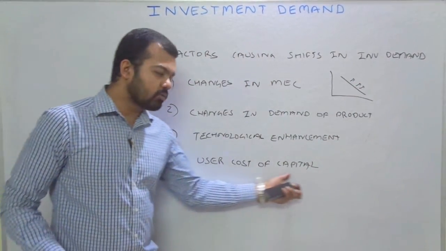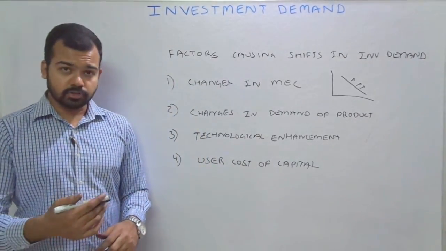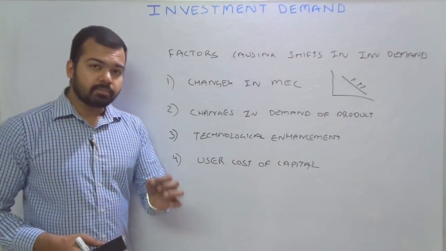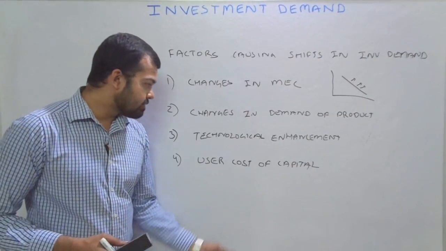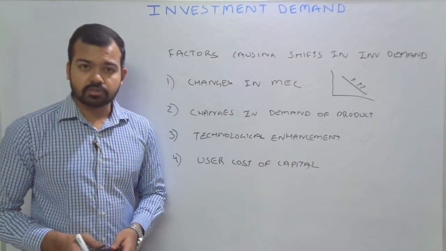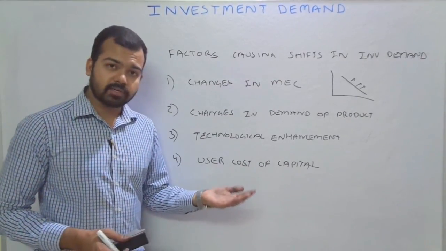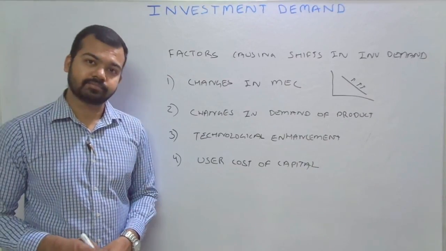Now the last and fourth one is user cost of capital. Understand that user cost of capital should be reduced. For example, user cost of capital means the rate of interest, and after that we consider corporate income tax, which should also be less in order to invest more. So if the user cost of capital is less, then it is beneficial for the investment demand curve.